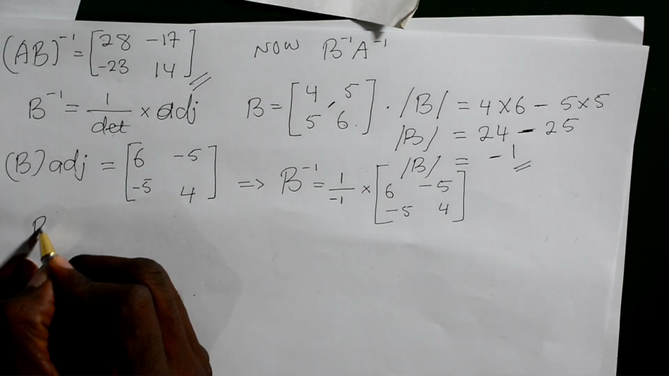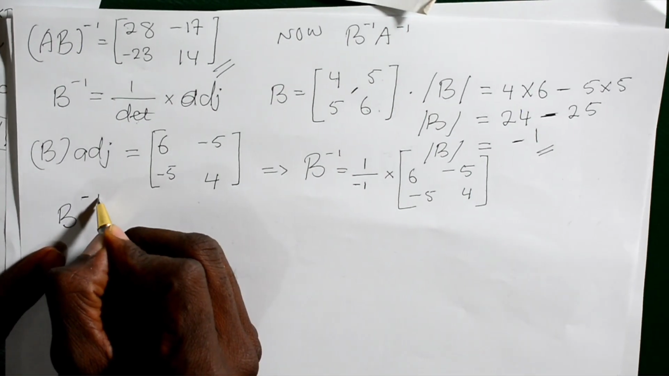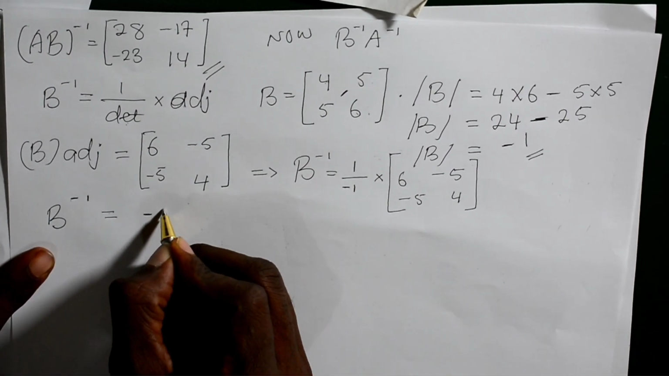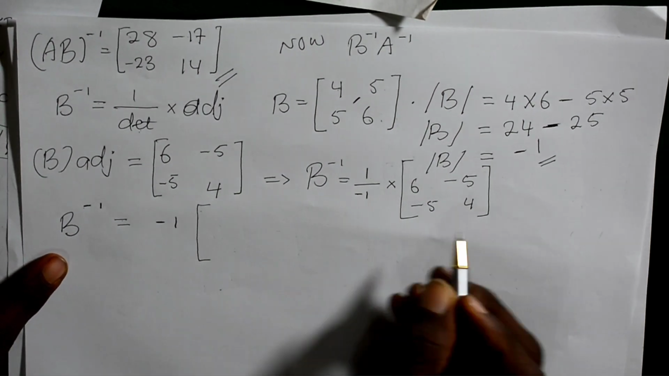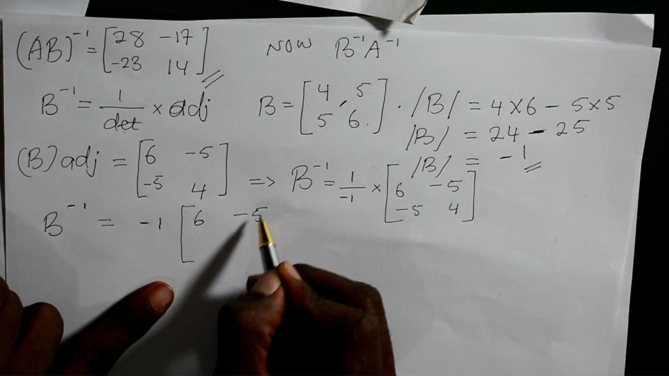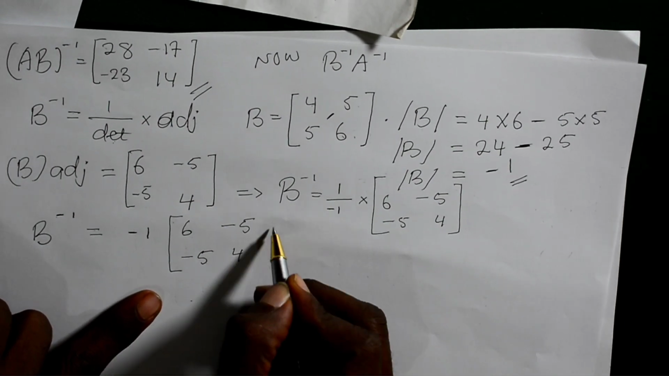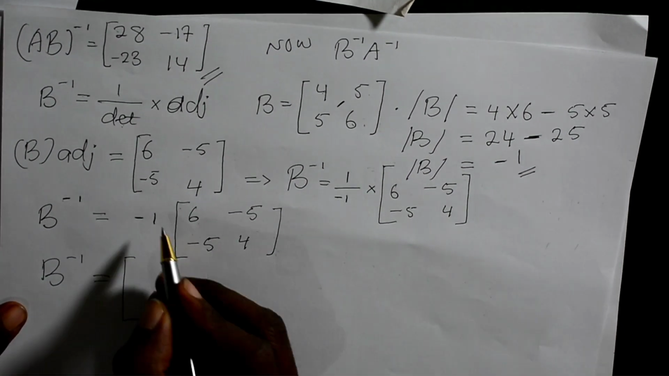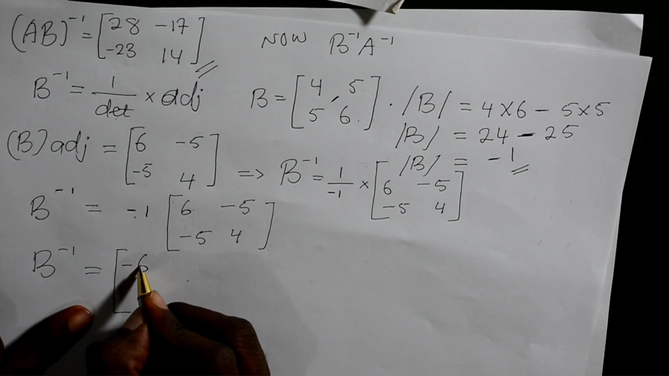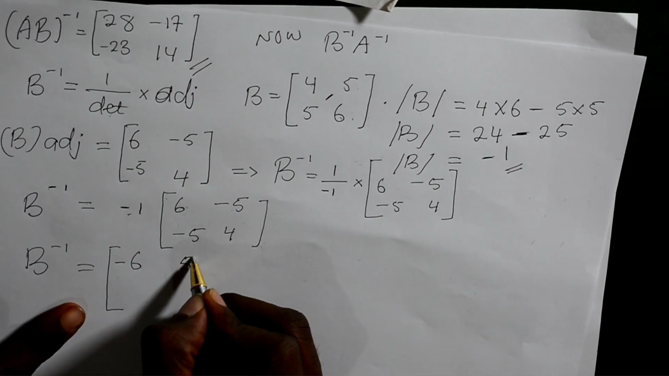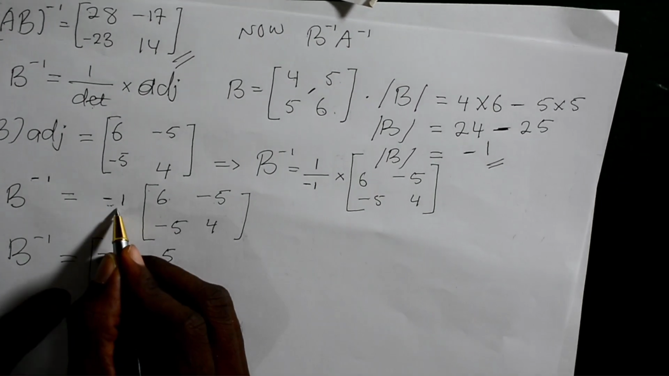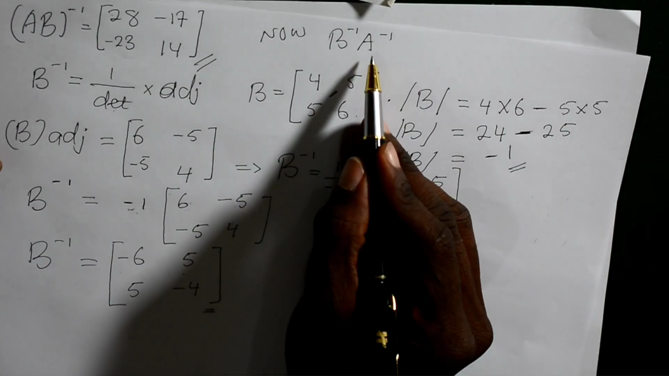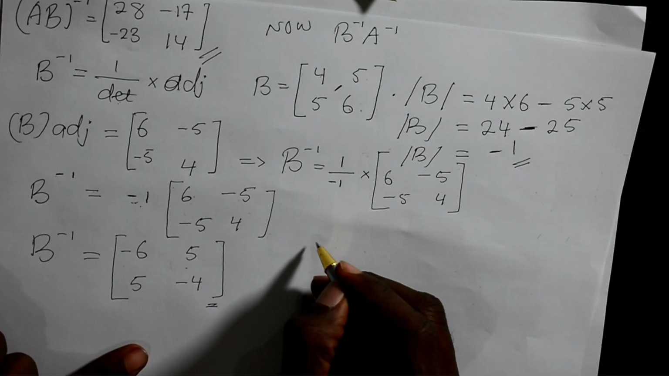Now B inverse will be equal to minus 1. 1 over minus 1, that is minus 1, into 6, minus 5, minus 5 and 4. So now we are to multiply this. B inverse will be equal to minus 1 times 6, minus 6. Minus 1 times minus 5 is plus 5. Minus 1 times minus 5, plus 5, and minus 1 times 4 is minus 4. This is B inverse.